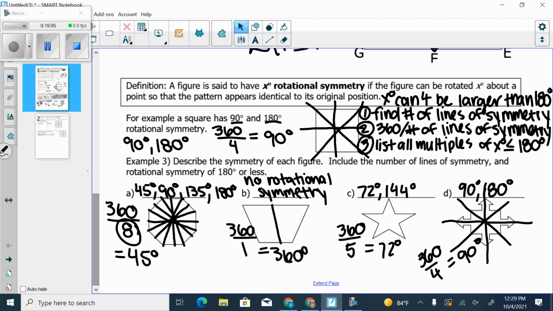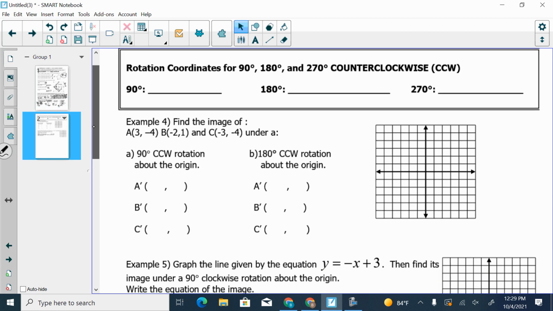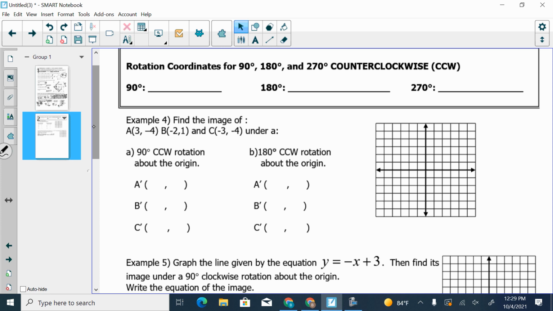Okay. Once we got those, let's flip it over onto the back. Okay, so rotation coordinates for 90, 180, and 270 degrees if you go counterclockwise. Okay, so we always start with some original point x, y. If I rotate 90 degrees counterclockwise on a coordinate grid, my new point should be negative y, x, which means we flipped their spots and changed the sign of y. Okay?